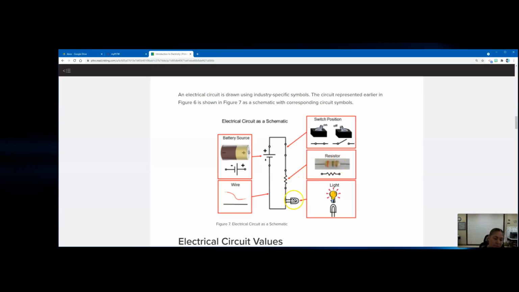And then this here is a symbol for a light bulb. We're going to change that symbol a little bit. This is a little old school right here, but they're just trying to show you. When they say light bulb, they mean a little LED. And then this is a wire, the regular wire.